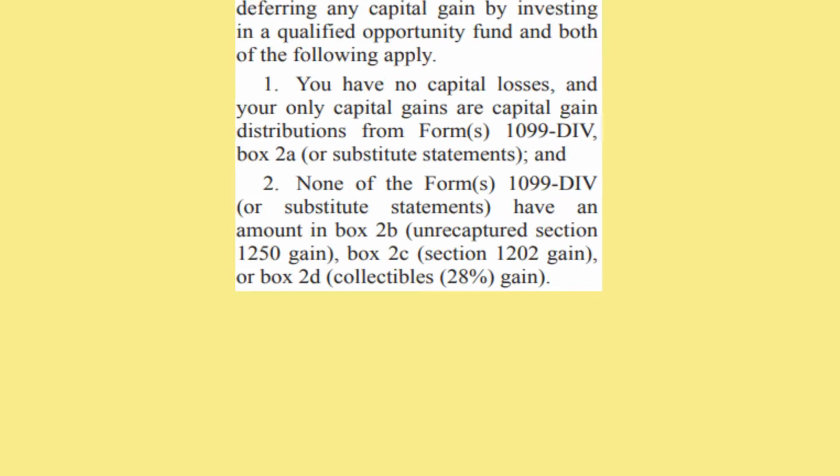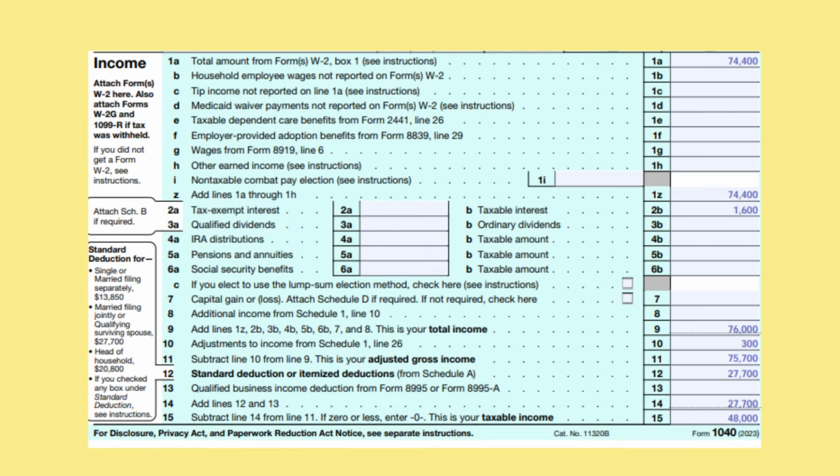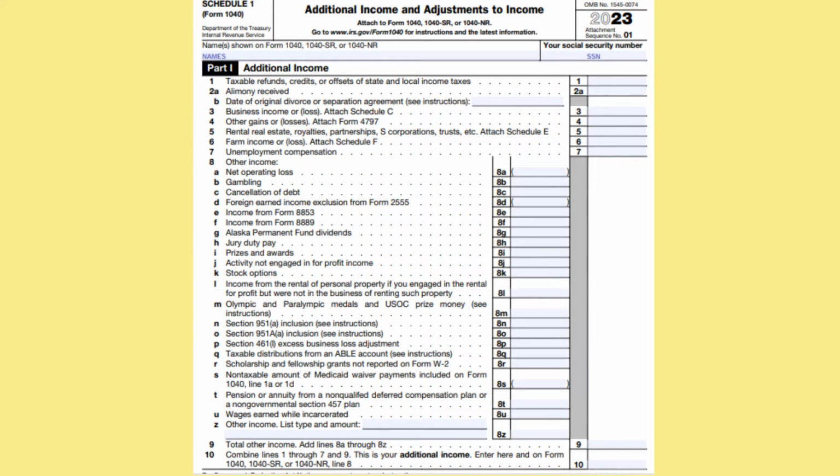On line 8, put any additional income that you have from Schedule 1, line 10. Though in our example, we do not have any additional income, some of the more common ones are alimony received, which would go on line 2A. If you had your own business, you would report the income on Schedule C and carry it to line 3 of Schedule 1. If you had a rental property, you would report the income on Schedule E and carry it to line 5 of Schedule 1. And if you had any unemployment compensation, it gets reported on line 7.